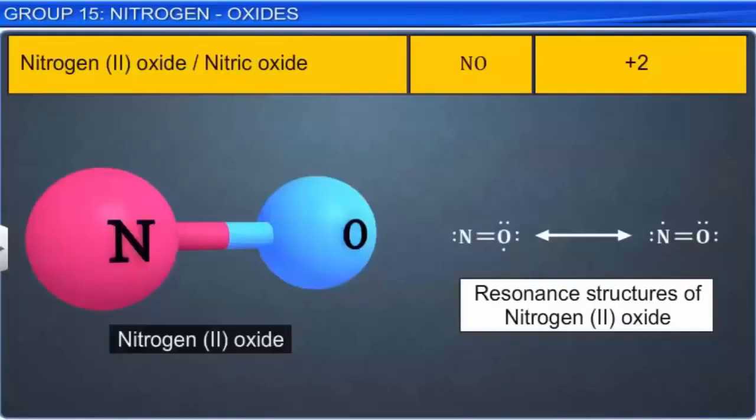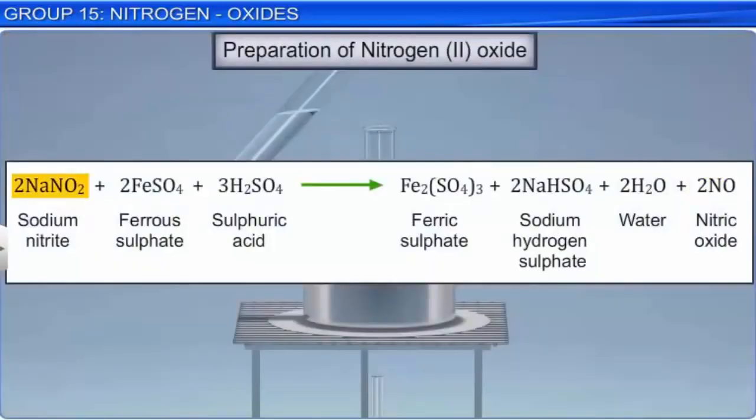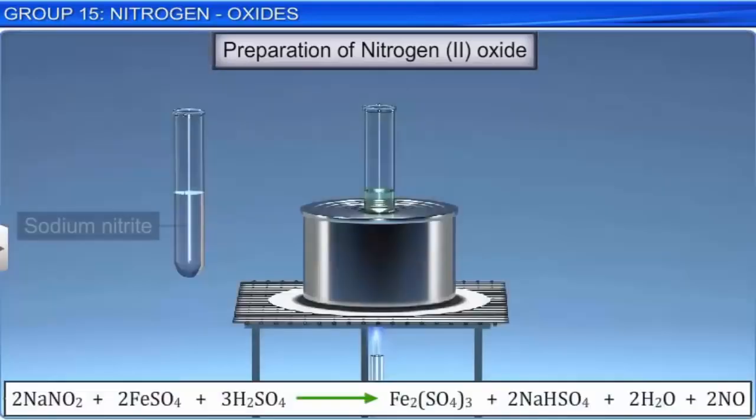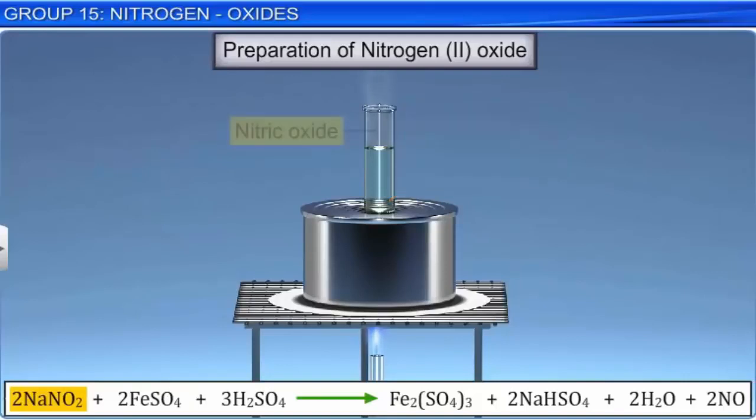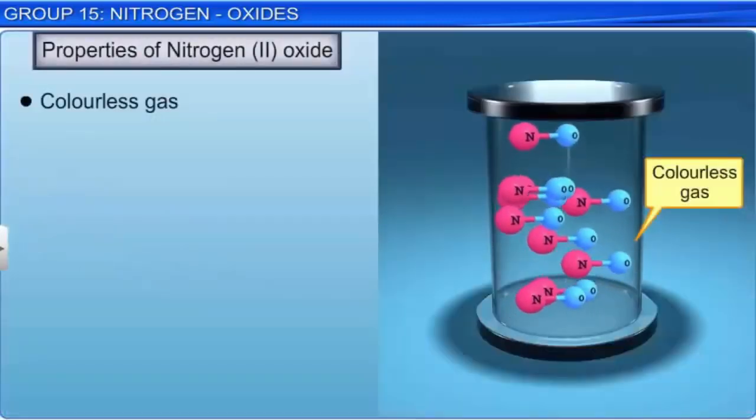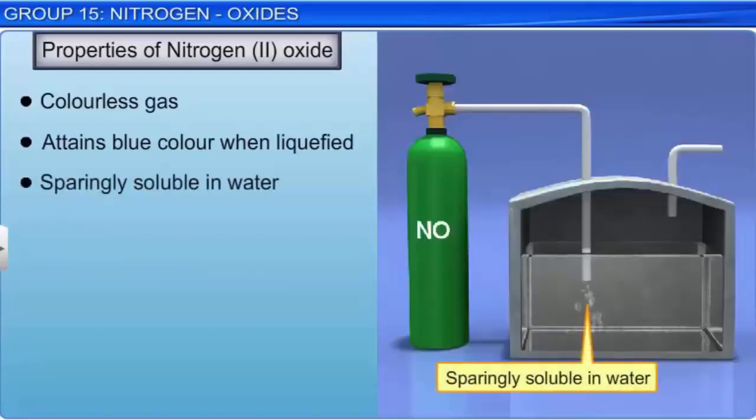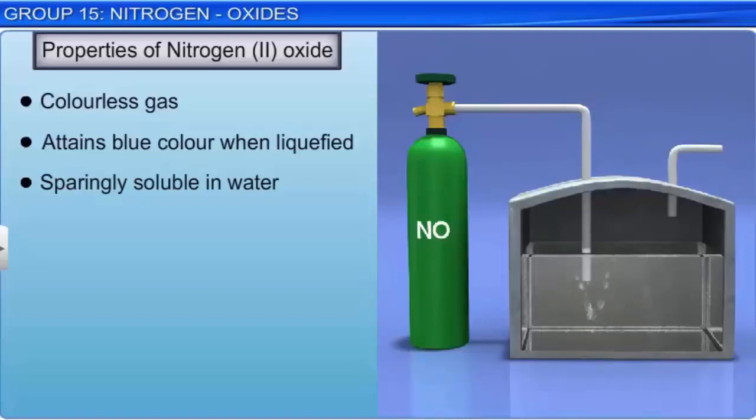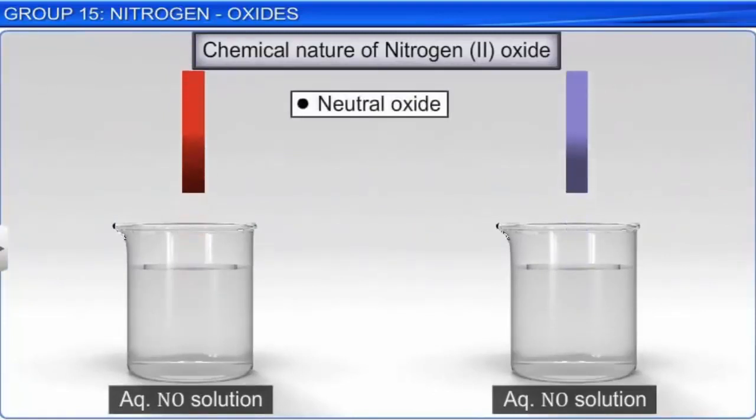Nitrogen 2 oxide, also called nitrogen monoxide or nitric oxide, is prepared by the reduction of nitrite salt with ferrous sulfate. In this method, an acidified ferrous sulfate solution is warmed with a concentrated solution of sodium nitrite to get a pure sample of nitric oxide. Nitric oxide is a colorless gas that attains blue color when liquefied. It is sparingly soluble in water. Just like nitrous oxide, it is also a neutral oxide.